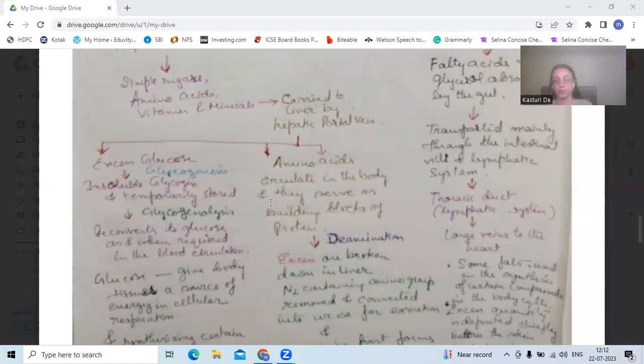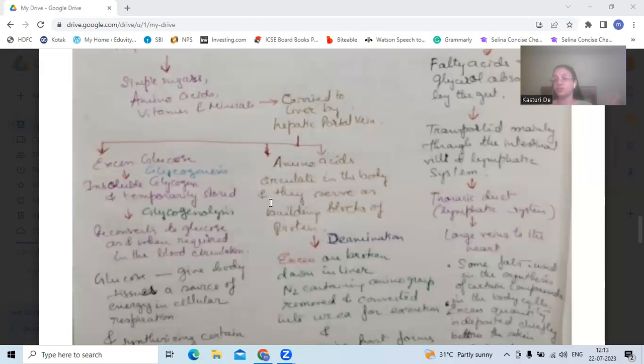Temporarily stored. And when the body requires glucose, then by glycogenolysis, this is another process by which the liver gives back the glucose into the blood. So it reconverts the glucose from the liver to the blood circulation. These are the two processes which happen in the liver. One is glycogenesis, another is glycogenolysis.